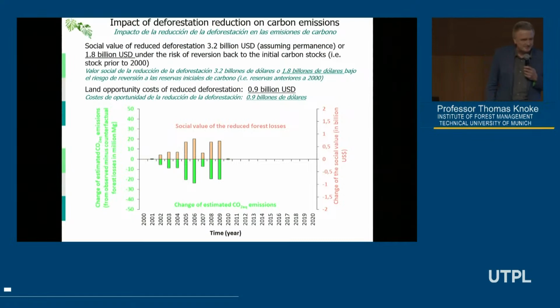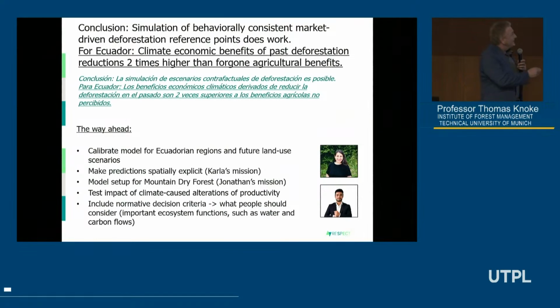We can discuss a lot about this, but I find this an exciting approach to evaluate whether we have achieved something in the past or not. What is the future? I think the model, from my perspective, works, but now the further work has to be done by Carla and Jonathan. They have to calibrate the model for lower spatial scales, for regions in Ecuador, our 2 regions for example, make the predictions spatially explicit, and set up a mountain dry forest model, that is Jonathan's mission. So still a lot of things are to do, and we have to include also some normative elements. How can we improve the land use by including important functions such as water and carbon?